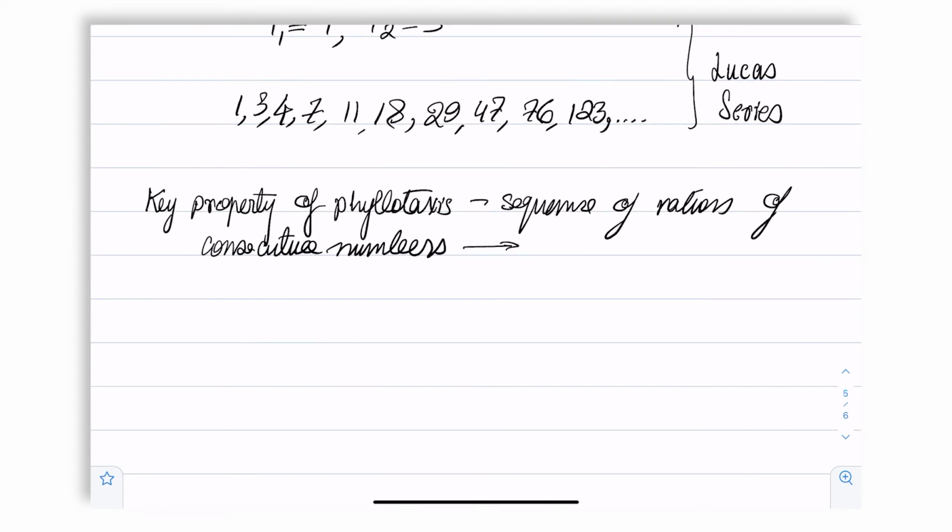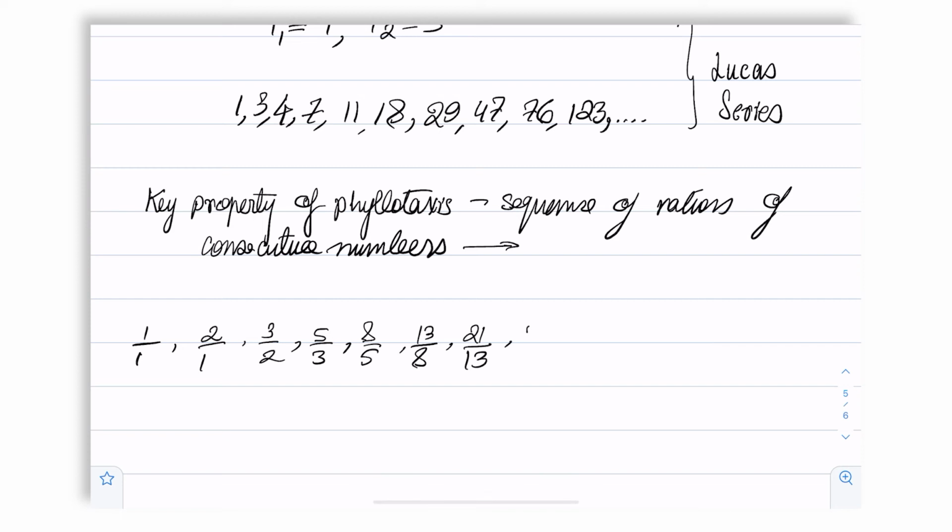So we know the first few easily. 1 by 1, that is 1. 2 by 1, so the higher number by the smaller number, bigger number, smaller number. 3 by 2, 5 by 3, 8 by 5, 13 by 8, 21 by 13, 34 by 21, 55 by 34, 89 by 55, 144 by 89, and so on. We call this 2.